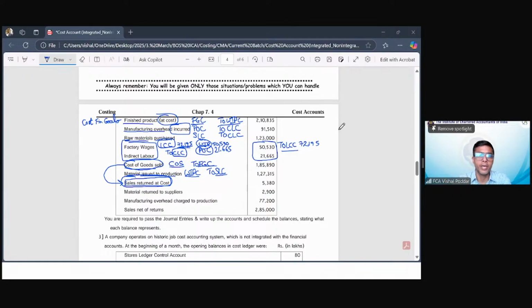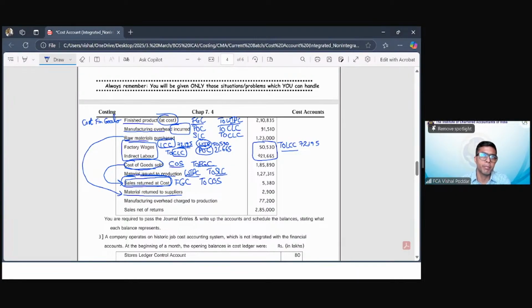So I have to pass the entry. Since the goods are coming back to me, they are coming back to my godown. So my godown, that is finished goods control, is debited. Who is returning back these goods? My customer is returning back. So COS is credited. Good. Excellent. Similarly, I have returned back the material to my suppliers. Again, if you understand, it is exactly the opposite entry of this.